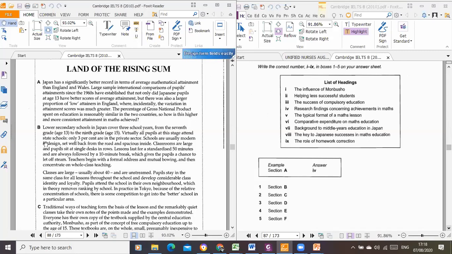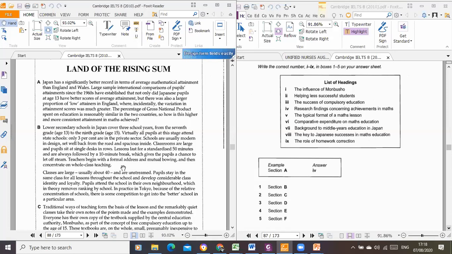In B, lower secondary school in Japan covers three school years, from the 7th grade, age 13, to the 9th grade, age 15. Then I'll read the second sentence: virtually all pupils at this stage attend state schools. Only 3% are in the private sector. Good for them.